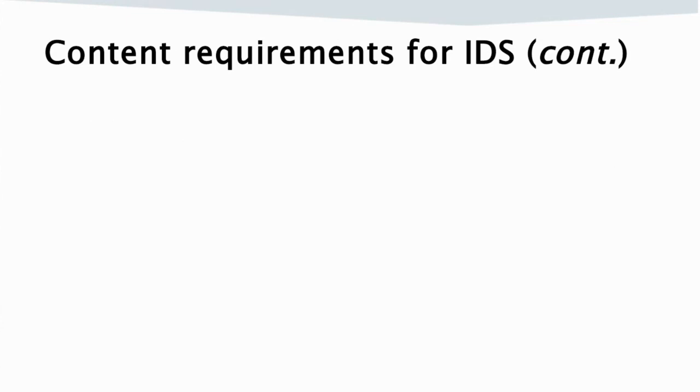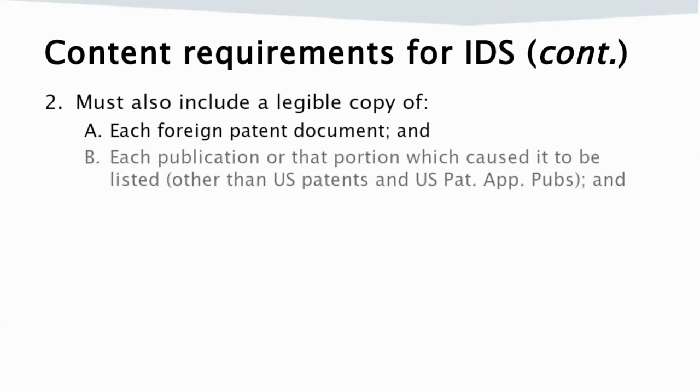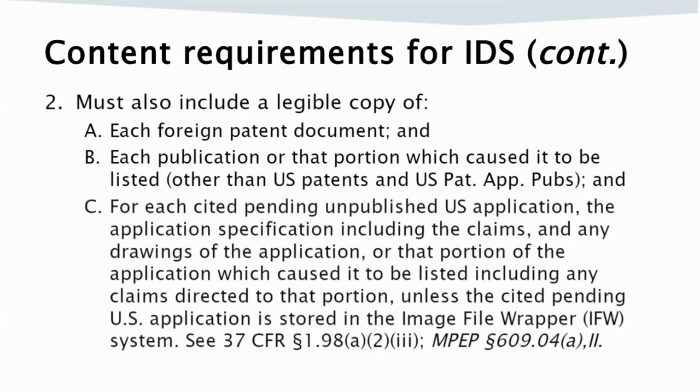In addition to the list of information, each information disclosure statement must also include a legible copy of A. each foreign patent, and B. each publication or that portion which caused it to be listed, other than U.S. patents and U.S. patent application publications unless required by the office, and C. for each cited pending unpublished U.S. application, the application specification, including the claims, and any drawings of the application or that portion of the application which caused it to be listed, including any claims directed to that portion, unless the cited pending U.S. application is stored in the Image File Wrapper (IFW) system.